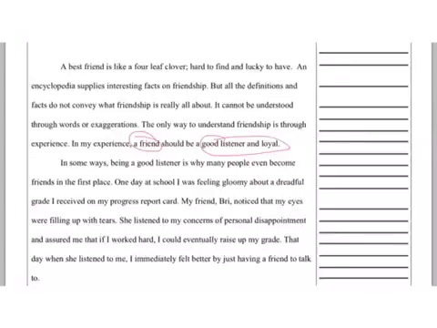One day at school, I was feeling gloomy about a dreadful grade I received on my progress report card. My friend Bree noticed that my eyes were filling up with tears. She listened to my concerns of personal disappointment and assured me that if I worked hard, I could eventually raise my grade up. That day, when she listened to me, I immediately felt better by just having a friend to talk to. Again, remember that expository explains. So I'm explaining what makes a good friend. In this paragraph, I told you that a good friend was a listener. So that's my first reason on how I explained friendship.